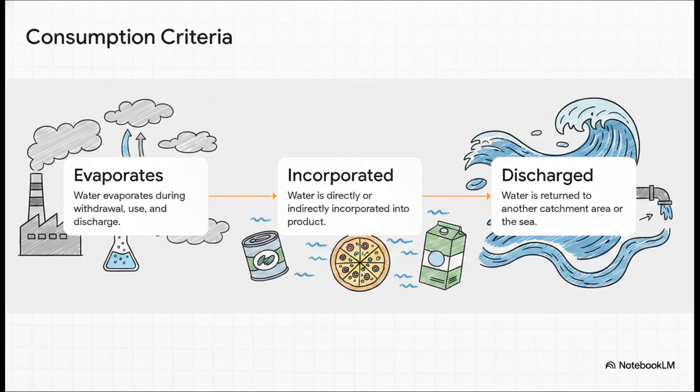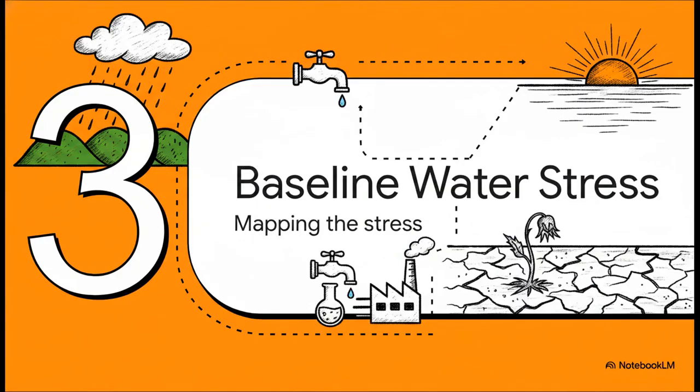And third, if the water gets discharged to a completely different catchment area or just dumped into the sea, it's considered consumed because the original local source never got it back. Let's head to Section 3, mapping baseline water stress.